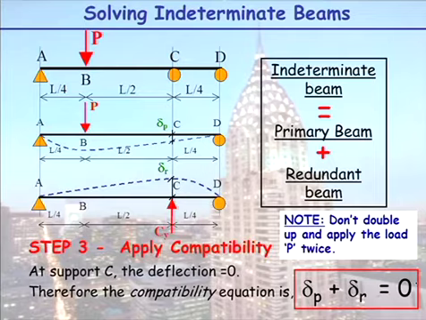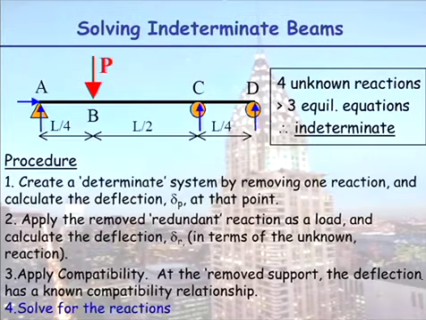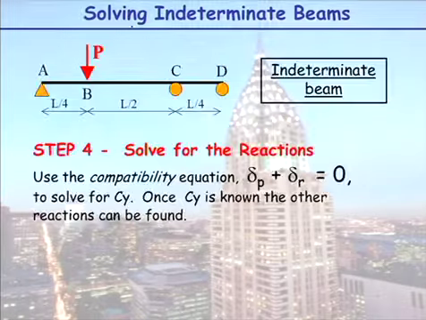4 unknowns, 3 equilibrium equations, 1 compatibility equation. So, again, it looks to be a bit of a mouthful. Once we do a problem, you'll see it's not. And then finally, you solve for your reactions, of course. Once you know this value of Cy, then, of course, your system is now determinate again. So you can then solve for all your other reactions.